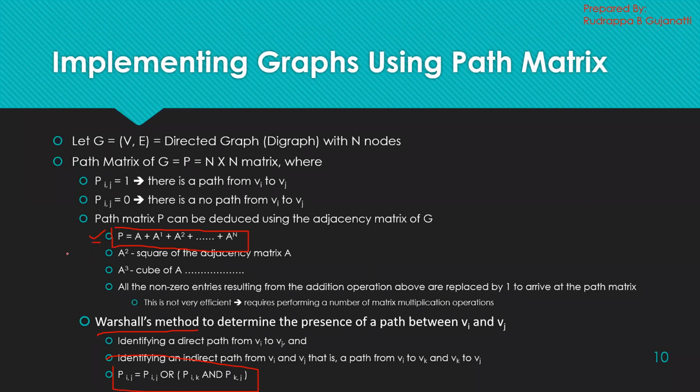A slight variation of this gives you Warshall's method, in which you have estimated and replaced the non-zero values with 1, and the zero values you have kept as they are.